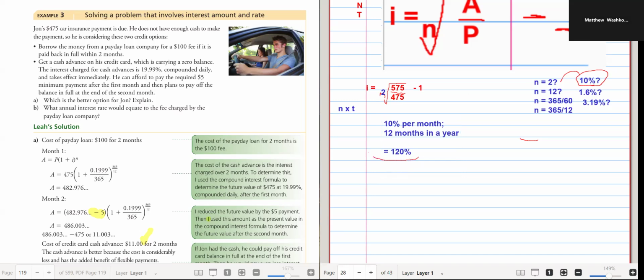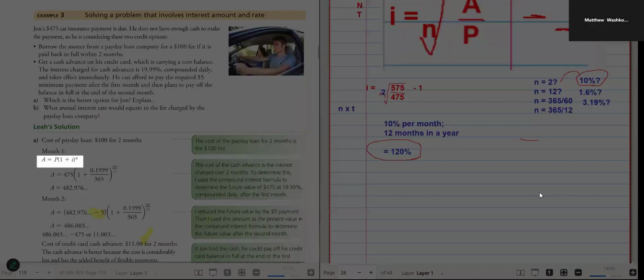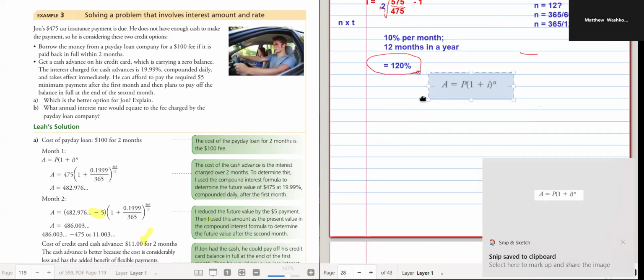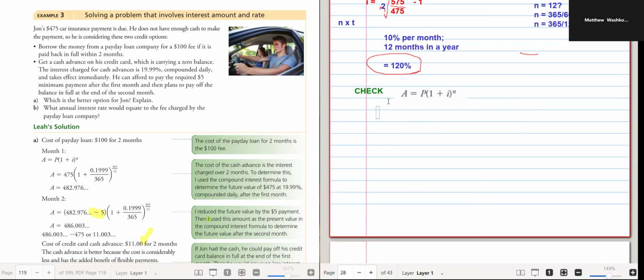Now, if I'm ever unsure, though, what can I do? Well, I can just use my traditional formula, right? If I'm going to do a check, I know this should equal out. If I do this correct, this should equal out.